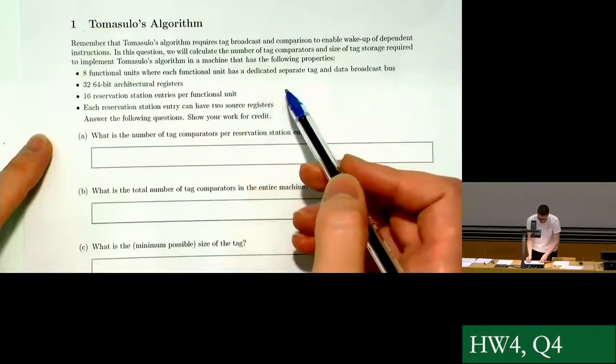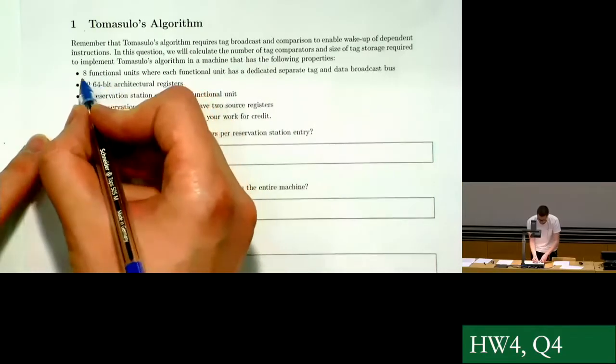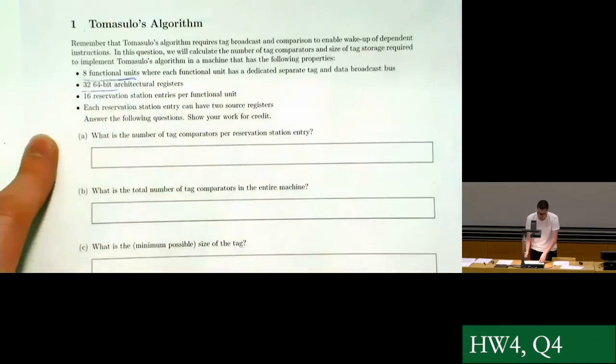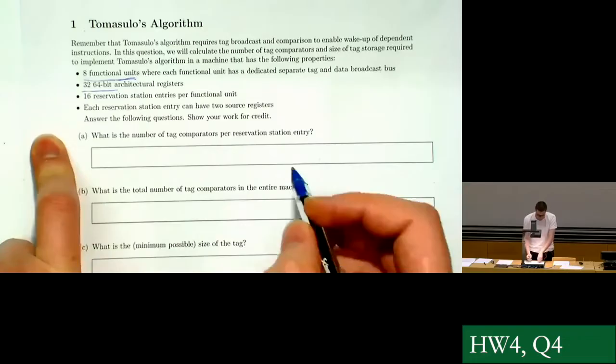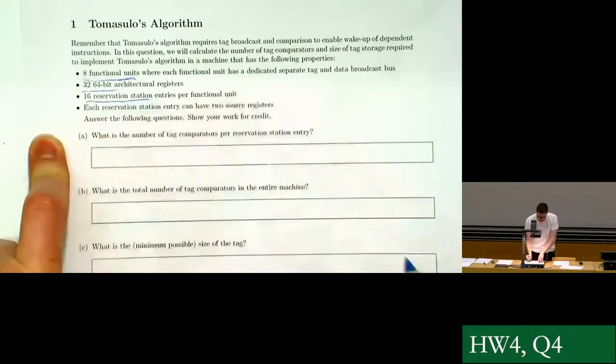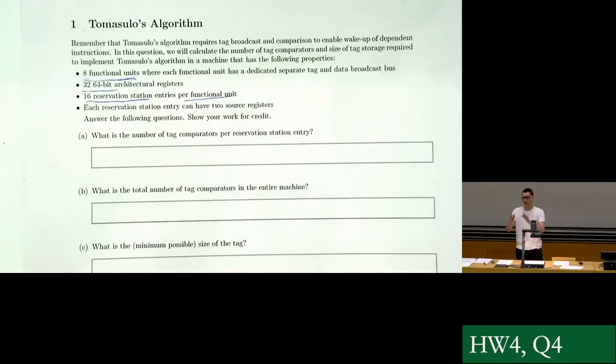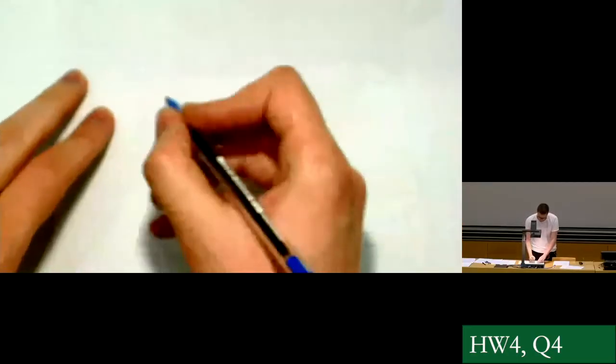So it basically defines those properties where you have 8 functional units and 32 registers, and each register is 64 bits wide. And then you have 16 reservation station entries per functional unit. So basically you have a reservation station for each functional unit, and you have 8 of those, right? And each reservation station will have 16 entries. So this will basically look like this, right?